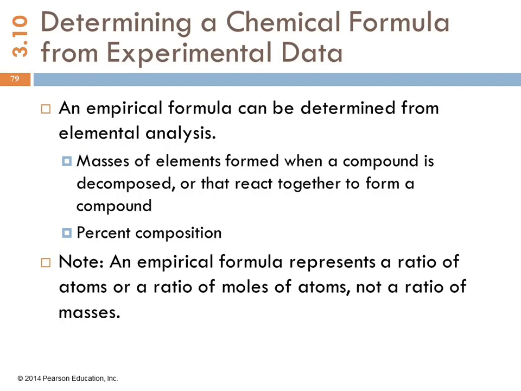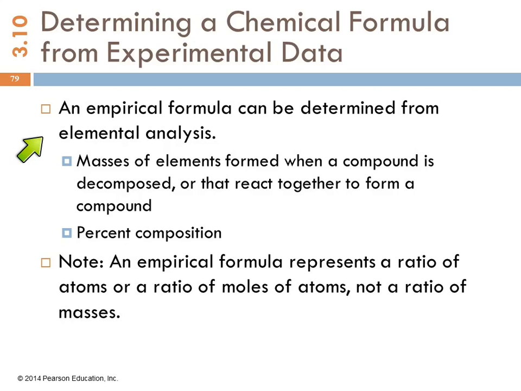So, determining chemical formulas from experimental data. We mentioned types of formulas, and the empirical formula is one that we mentioned. An empirical formula is derived from experimentation, and it gives us the simplest ratio of atoms of each element, not the actual number of atoms in a molecule.